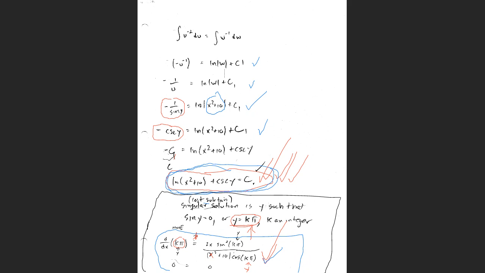Okay, question. Zachary's saying a lost solution is where something in the differential equation cannot equal a certain number, but works out when plugged in the equation. That's correct, Zachary. That's absolutely correct. You see, if you look back to the original differential equation, on the right-hand side, you have 2x times sine squared of y times x squared plus 10 over cosine of y.